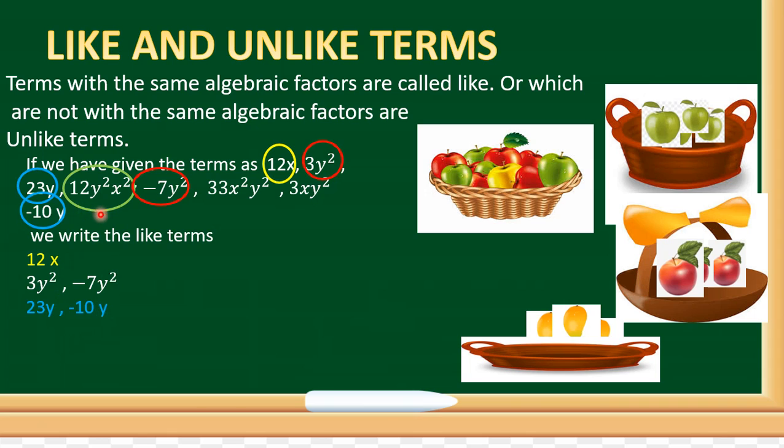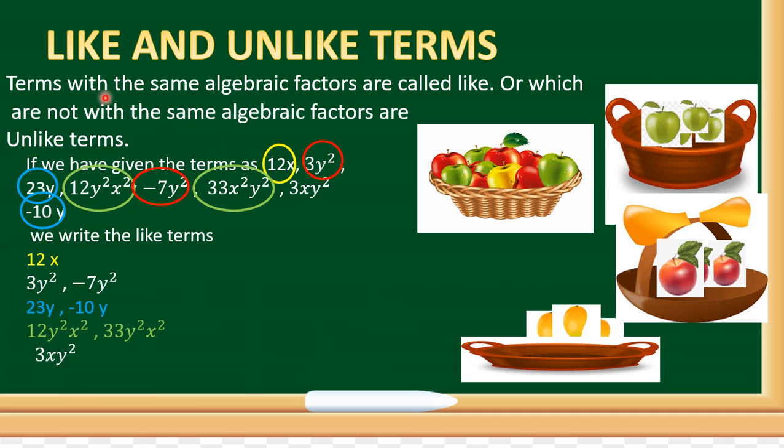Similarly, if we search for 12y square x square, this is one term containing y square x square. Now search: is there any term containing x square y square? Yes, it is 33x square y square. So these two terms are like terms. And for the next term, 3xy square, there is no term which has xy square, so this is an unlike term from 12y square x square. In this way we can separate the terms as like and unlike.